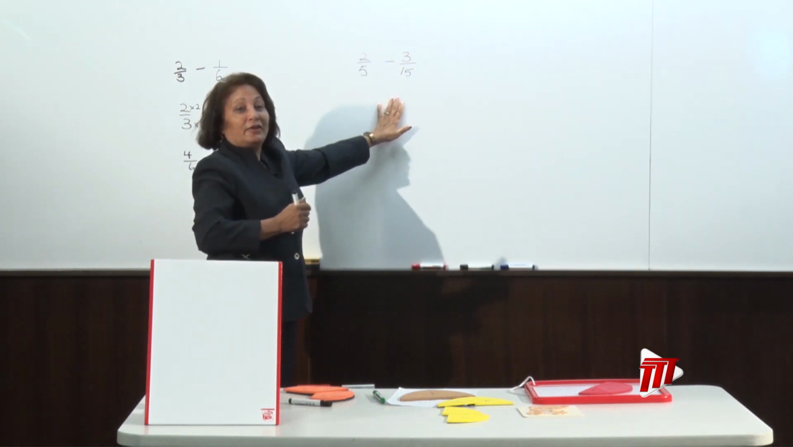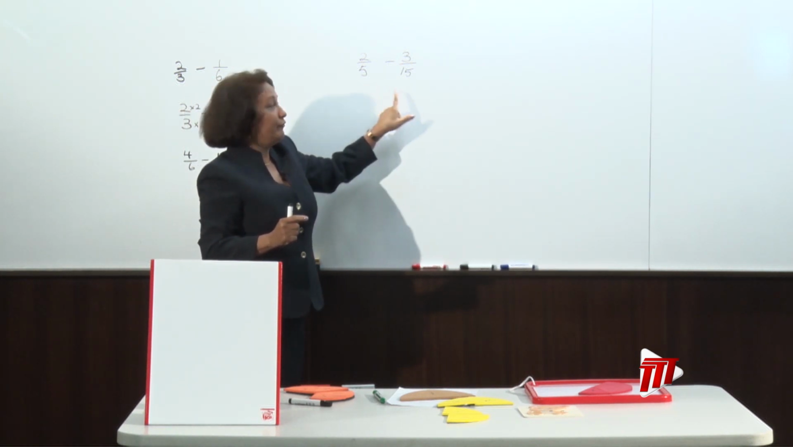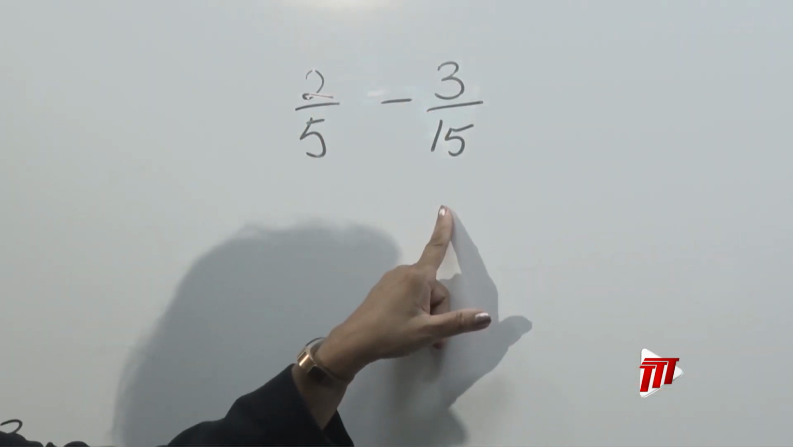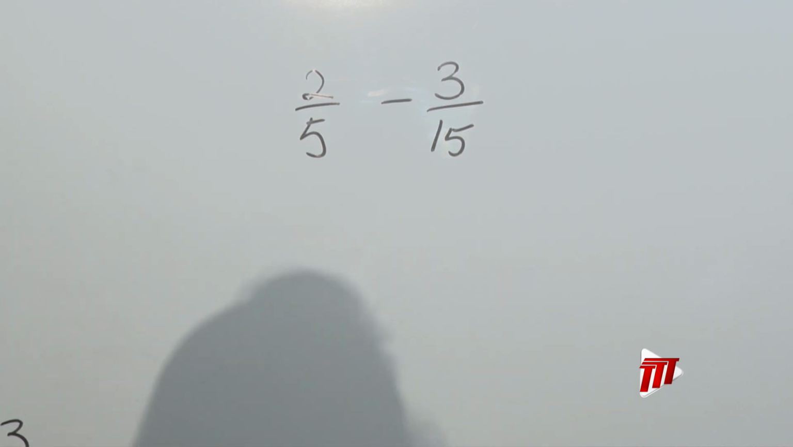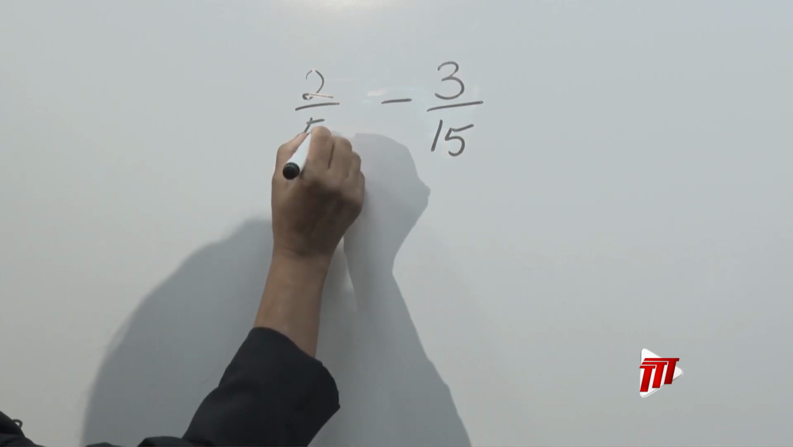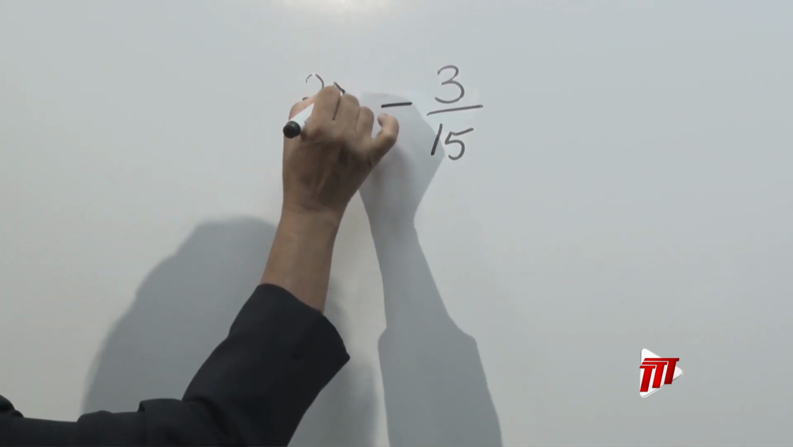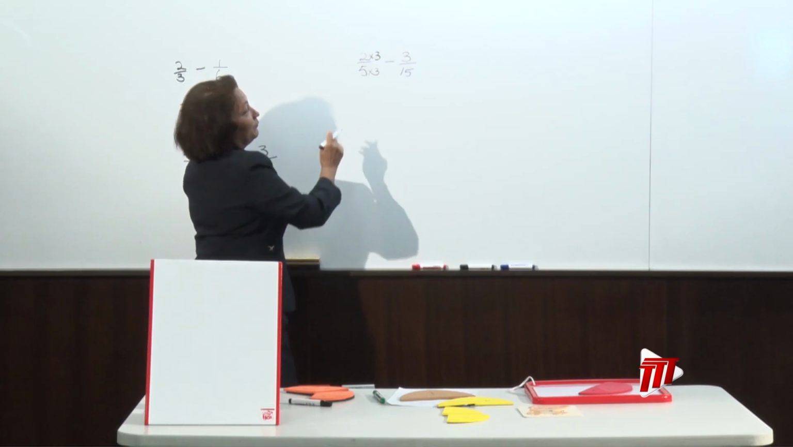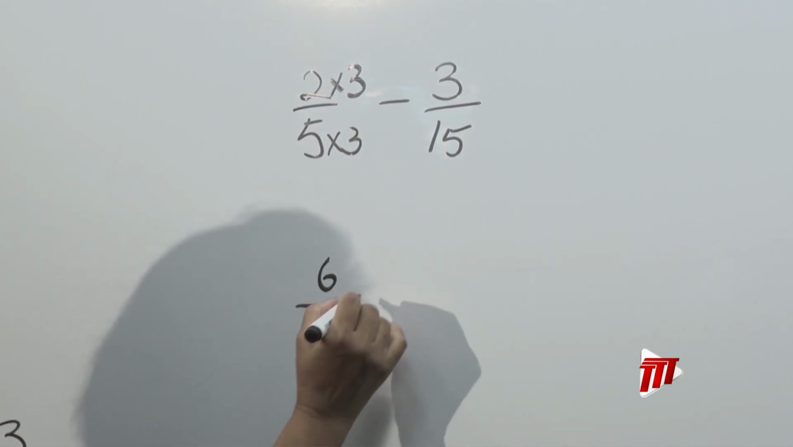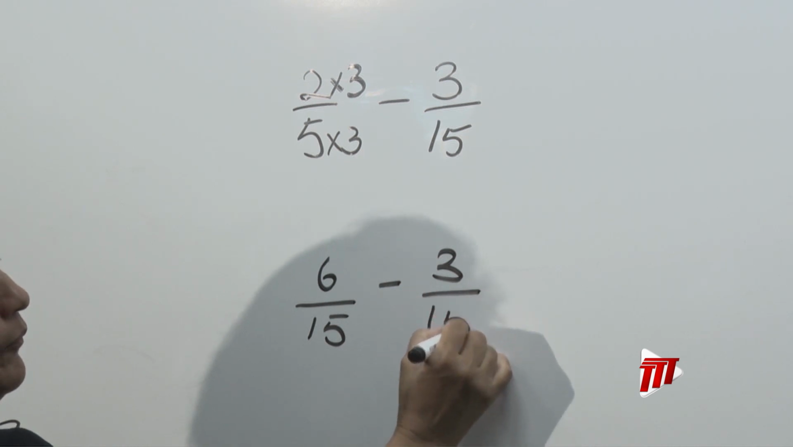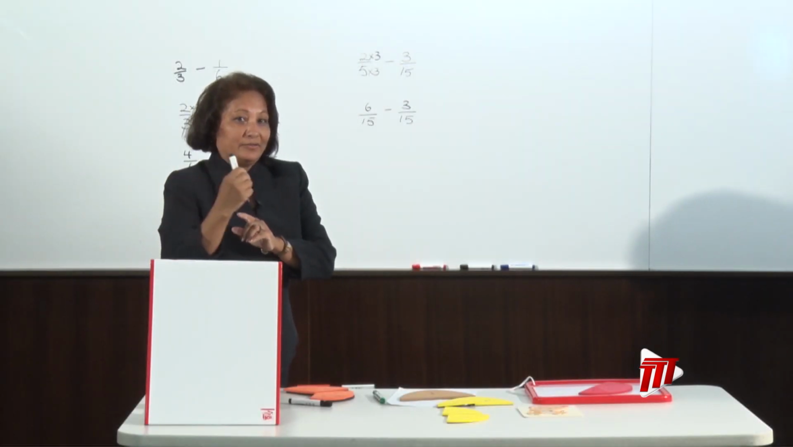So the denominators are different. One is a multiple of the other. So in going from 5 to 15, I would have to multiply by what? 2? No. Multiply by 3. Very good. So I could multiply by 3 here. And if I multiply the denominator by 3, I'm going to have to multiply the numerator by 3 as well. So 2 multiplied by 3 would give me 6. 5 by 3 would give me 15. And we're subtracting 3/15.